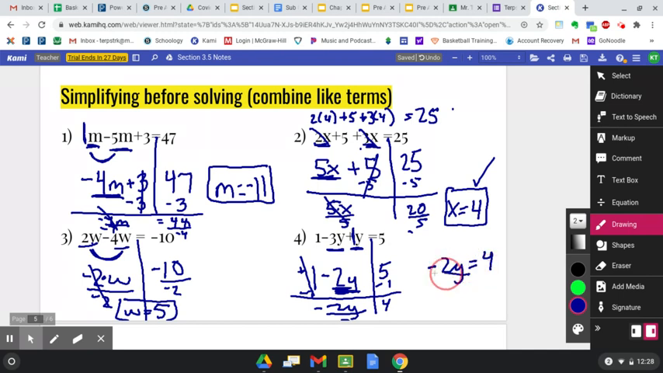So the inverse of multiplication is division. So I'm going to divide both sides by negative 2. That would leave me with 1y. 4 divided by negative 2, right? Use your integer rules. It should equal negative 2.